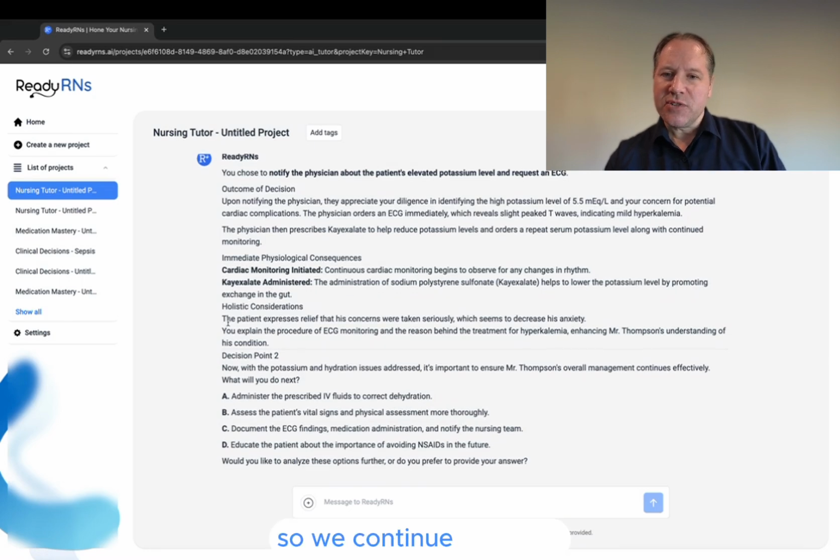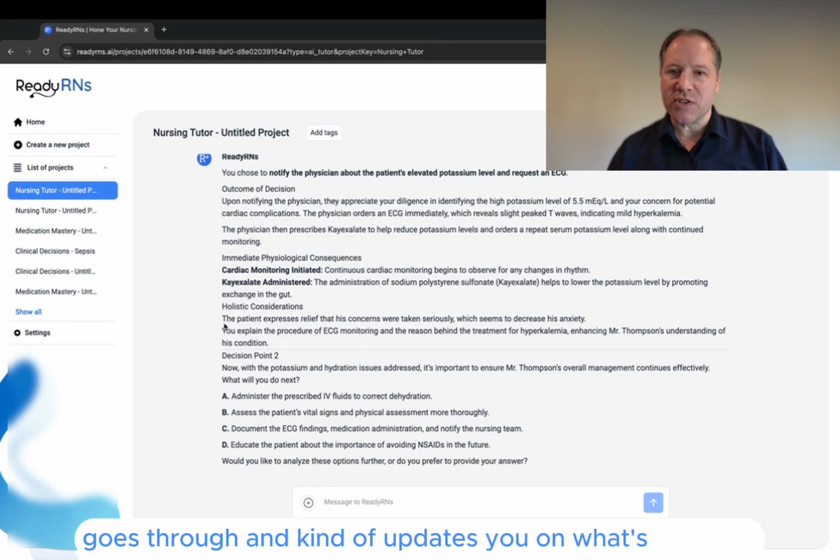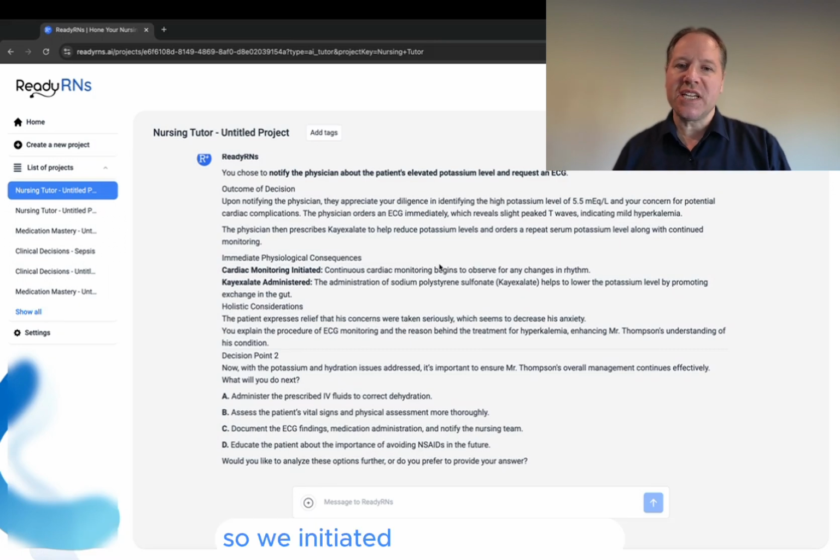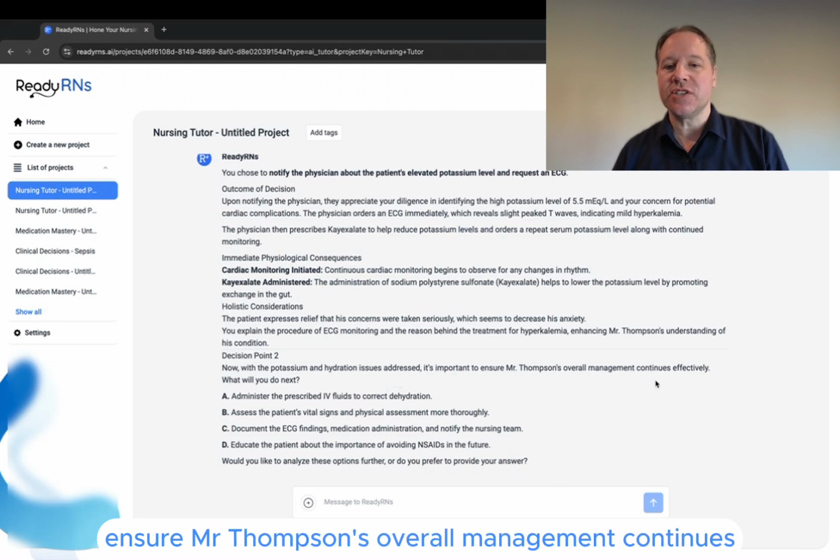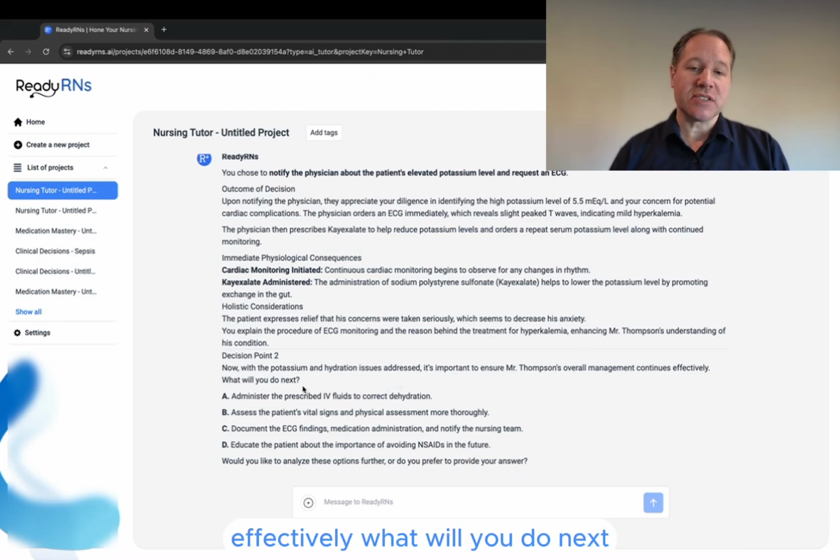So we continue, and it goes through and updates you on what's going on. We initiated cardiac monitoring, we administered the Kayexalate, and the patient expresses relief that his concerns were taken seriously, which decreases his anxiety. And you explain the EKG and help him out. So here's decision point 2. Now with potassium and hydration issues addressed, it's important to ensure Mr. Thompson's overall management continues effectively. What will you do next?